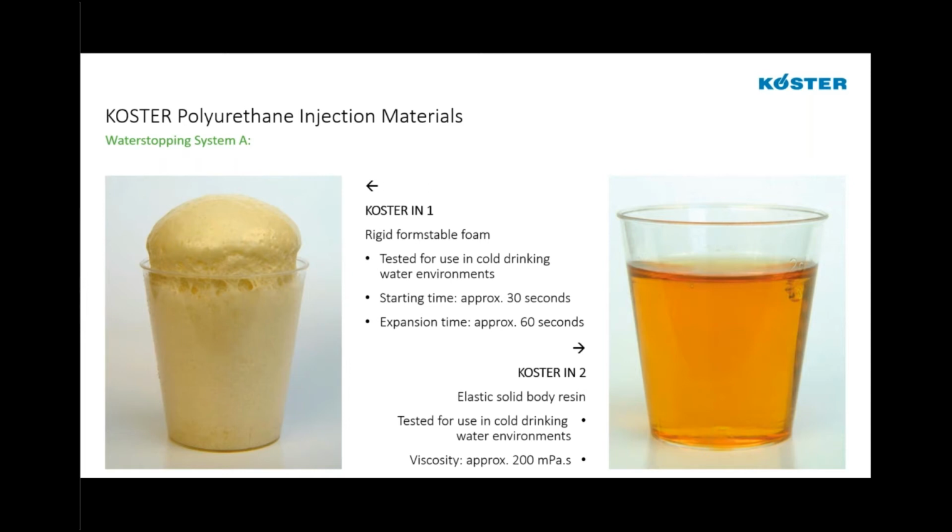So what we would do is we would re-inject with the KOSTER Ion 2, which is an elastic solid body resin with a fairly low viscosity of 200 centipoise. The Ion 2 is post-injected into the same ports and encapsulates this foam to prevent that foam from breaking down. The problem is you have to use 2 materials here to provide a good long-lasting repair. We'll talk about later where we have an option system with obviously one product that can kind of do it all.